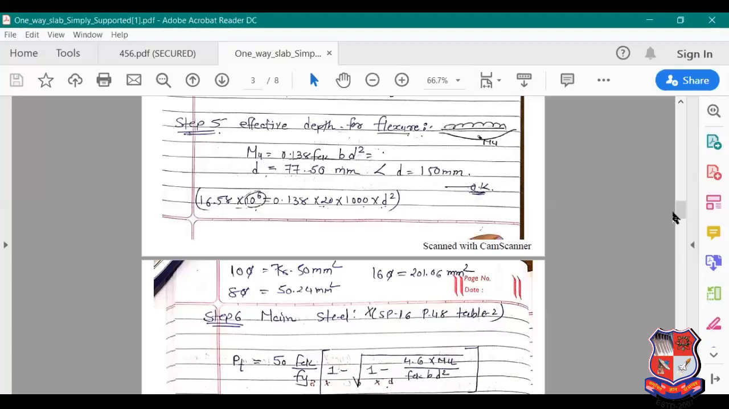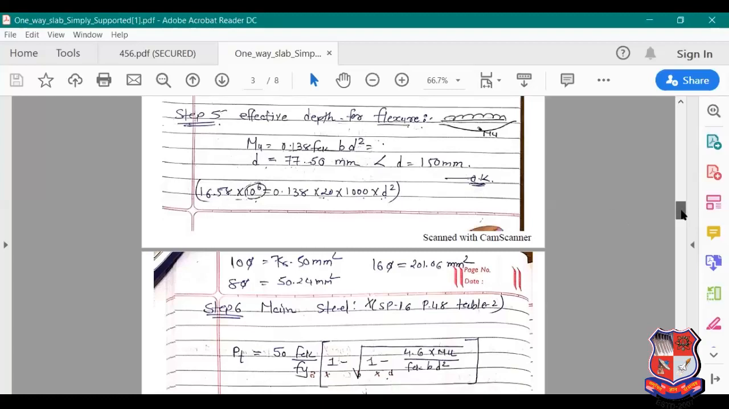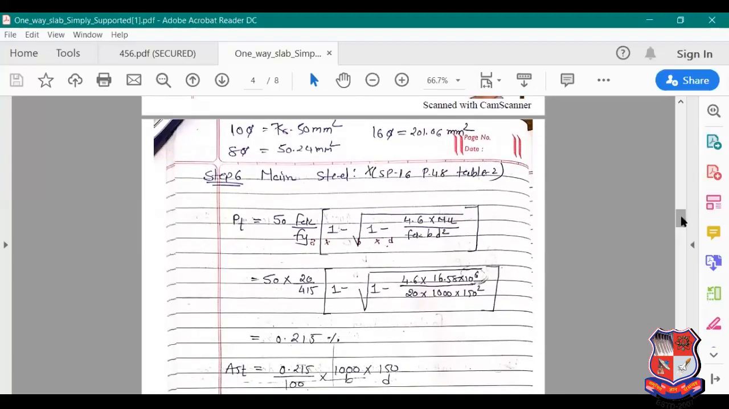Most students make mistakes in this step. Here is one tip for you: if there is a 10 mm diameter bar, then the area would be 78.50. There is nothing like rocket science; it is pi by 4 into d square, pi by 4 into 10 raised to 2, so we can find 78.50. If it is an 8 mm diameter bar, then its cross-section area is 50.24, and for a 16 mm bar, it will be 201.6 square mm.